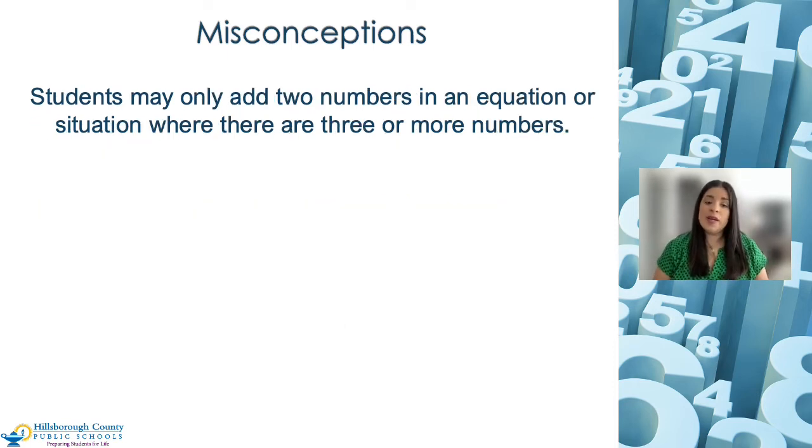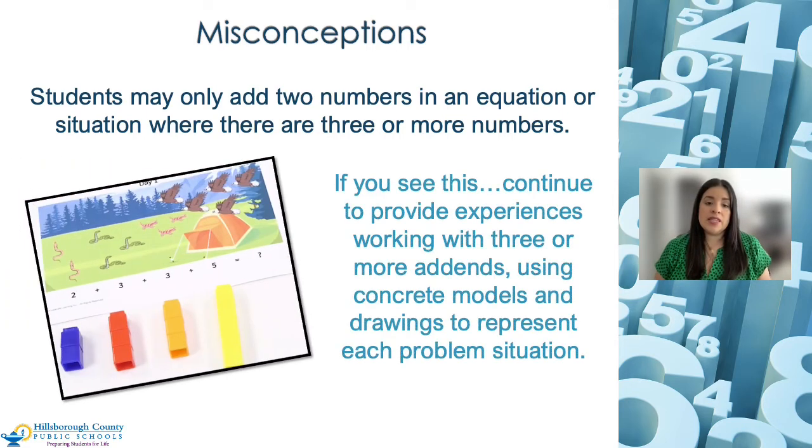Another misconception you might notice as they're working with adding 3 or more numbers is that they may only add 2 numbers instead of all 3 or 4 numbers. If you see this, continue to provide experiences working with 3 or more addends, using concrete models and drawings to represent each problem situation. If students have concrete models to represent each addend in the sum, they're more likely to add them together.